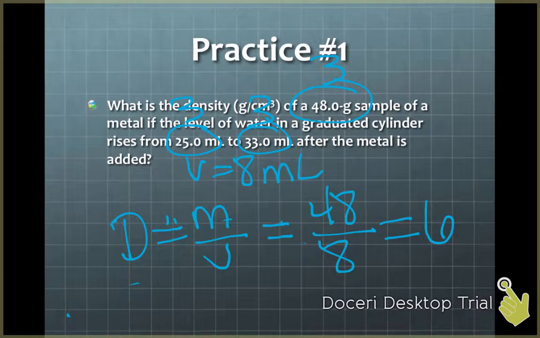Is 6 as accurate as 48.0, as 25.0, as 33.0? No, 6 is not as accurate. So we have to add 2 zeros in order to convey the amount of accuracy to the person reading your data. Now, I know it sounds silly to add those 2 zeros, and most of you guys don't understand, but 6 is completely different from 6.0. So let me explain the difference.